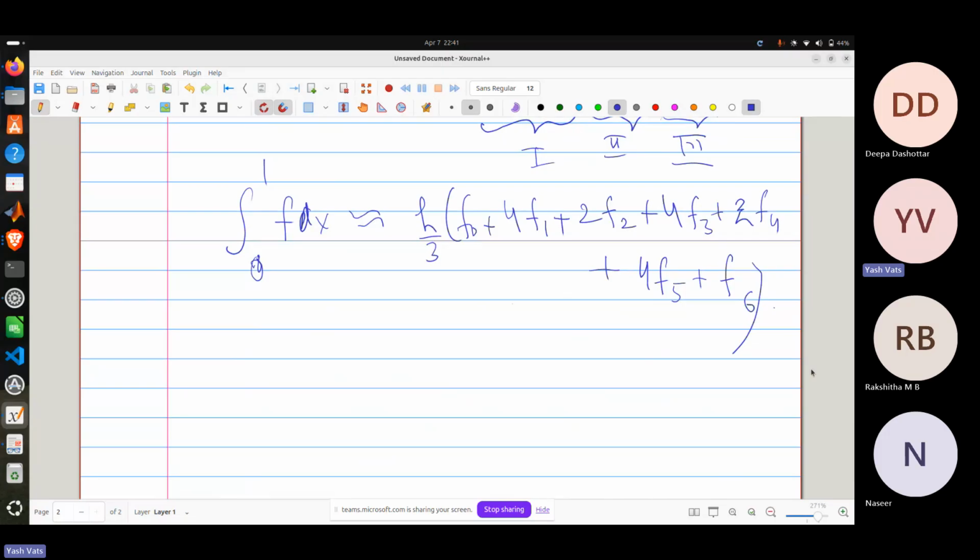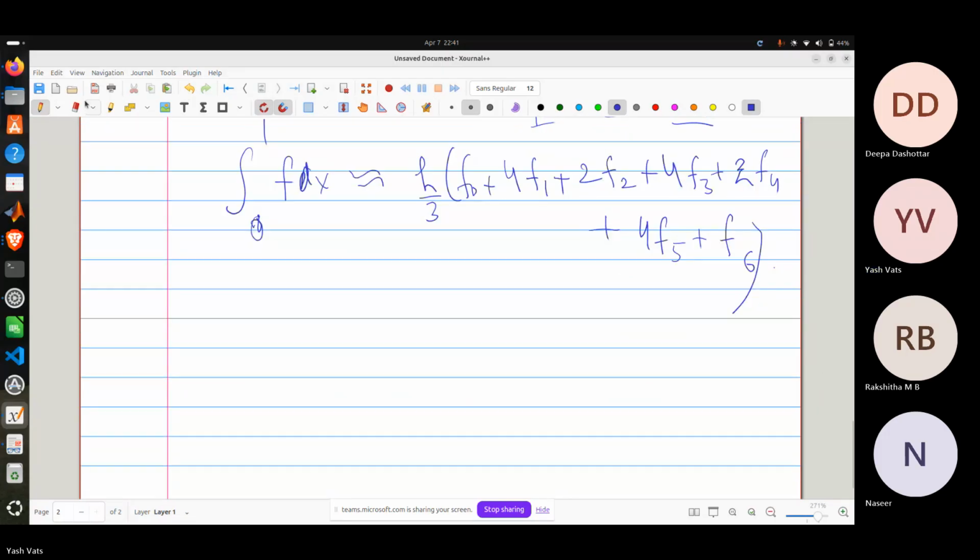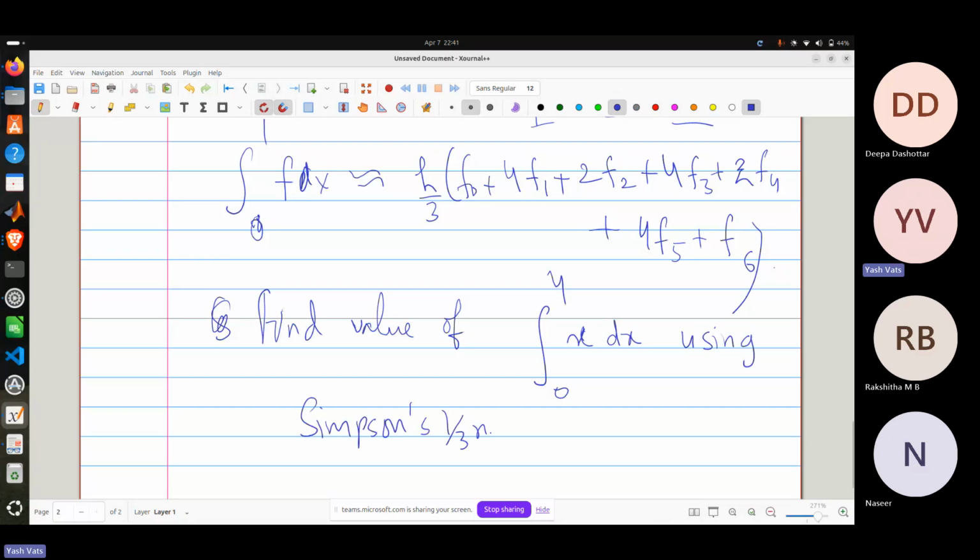So I just suggest, just try to find the value of the integration from 0 to 4 of x dx using Simpson's 1/3 rule and composite trapezoidal rule.